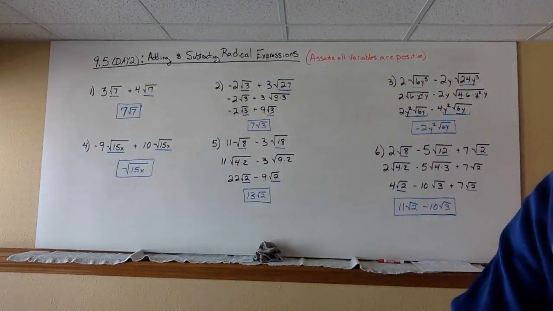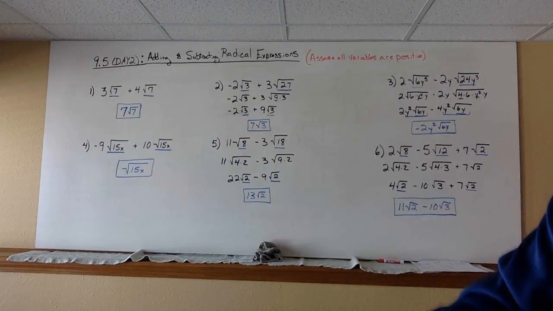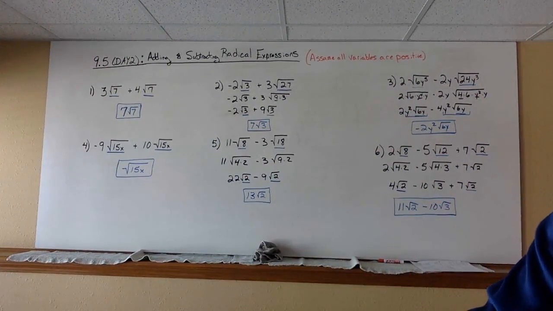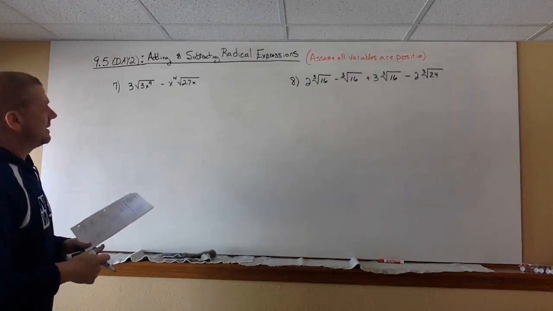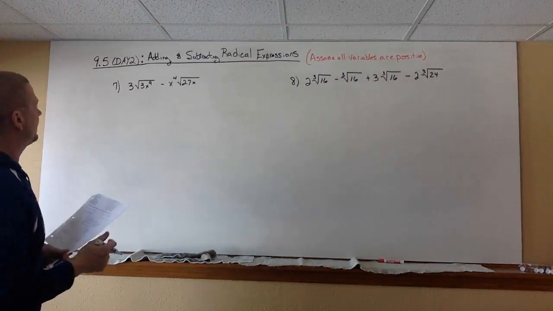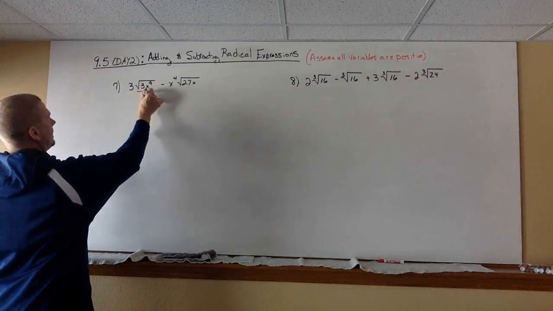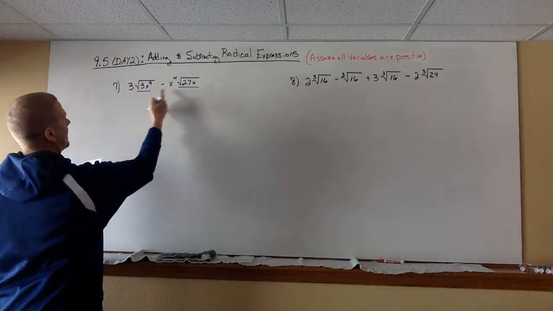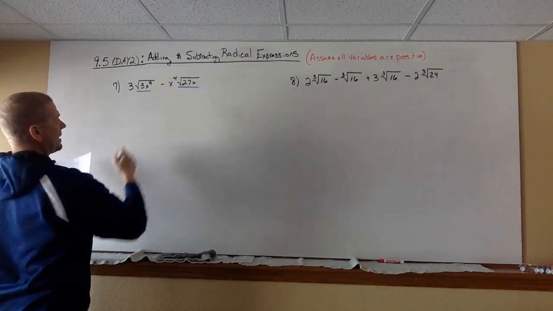Okay, I'm going to let you work on the next few, and I'm going to get locked and loaded here again. The last two examples on this page before we put multiplication and addition and subtraction together. Again, I cannot combine these two because these radicals are different.